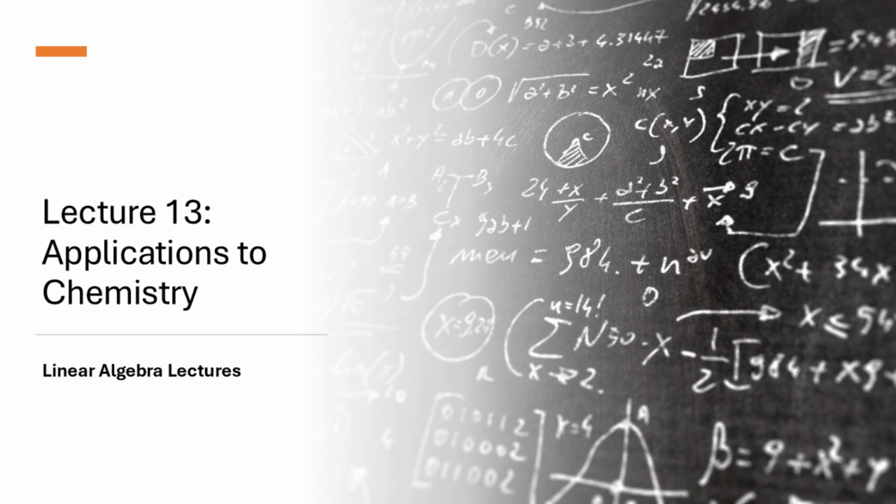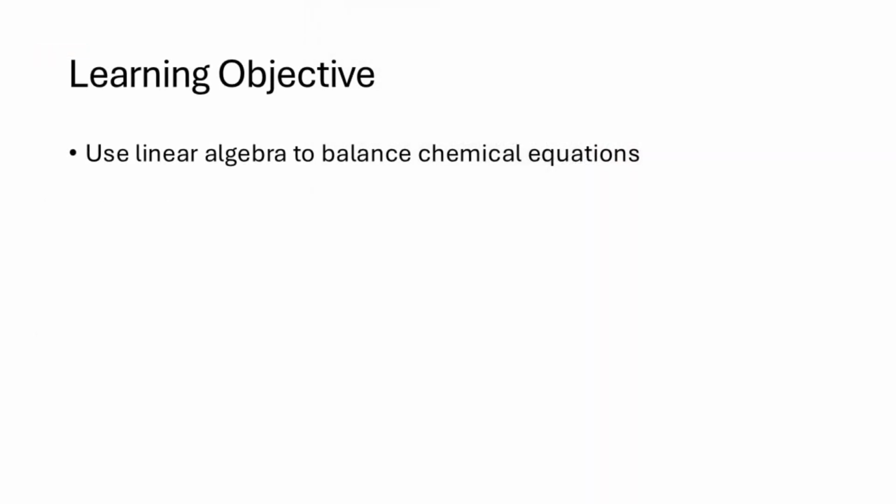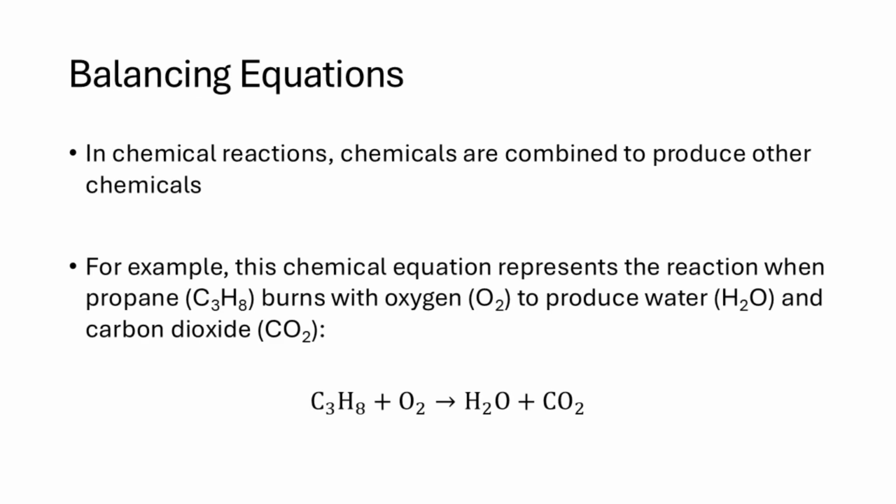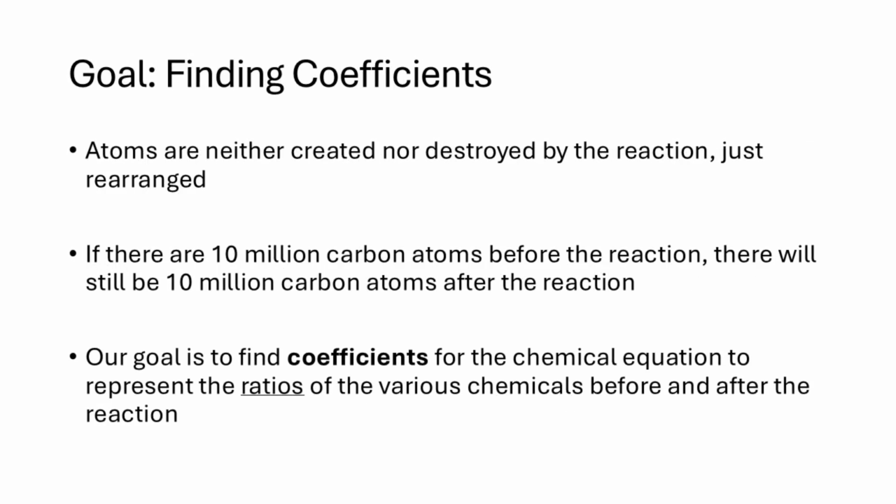Lecture 13, Applications to Chemistry. Our objective for this lecture is to use linear algebra to balance chemical equations. In chemical reactions, chemicals are combined to produce other chemicals. So for example, this chemical equation represents the reaction when propane, C3H8, burns with oxygen, O2, to produce water, H2O, and carbon dioxide, CO2. Atoms are neither created nor destroyed by this reaction, just rearranged.